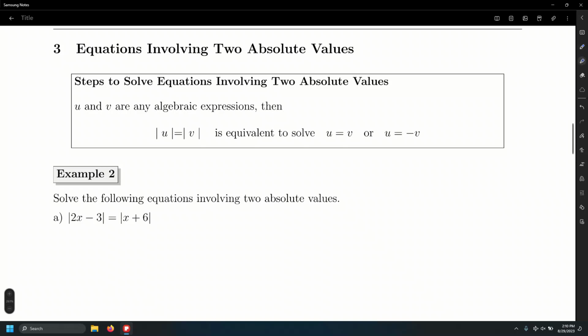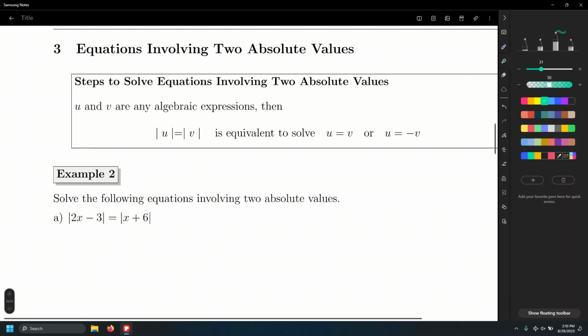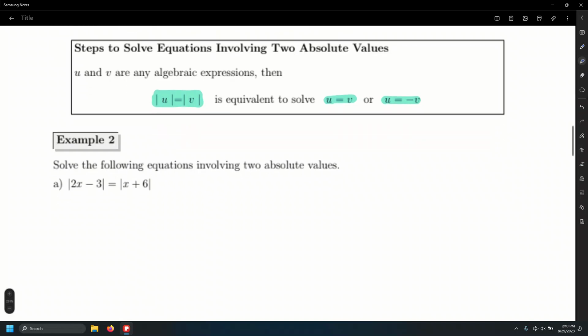So again, you want to highlight this part. Every time we get the absolute value of u equals the absolute value of v, do one with v positive and one with v negative. All right? And how about we look at one example here?